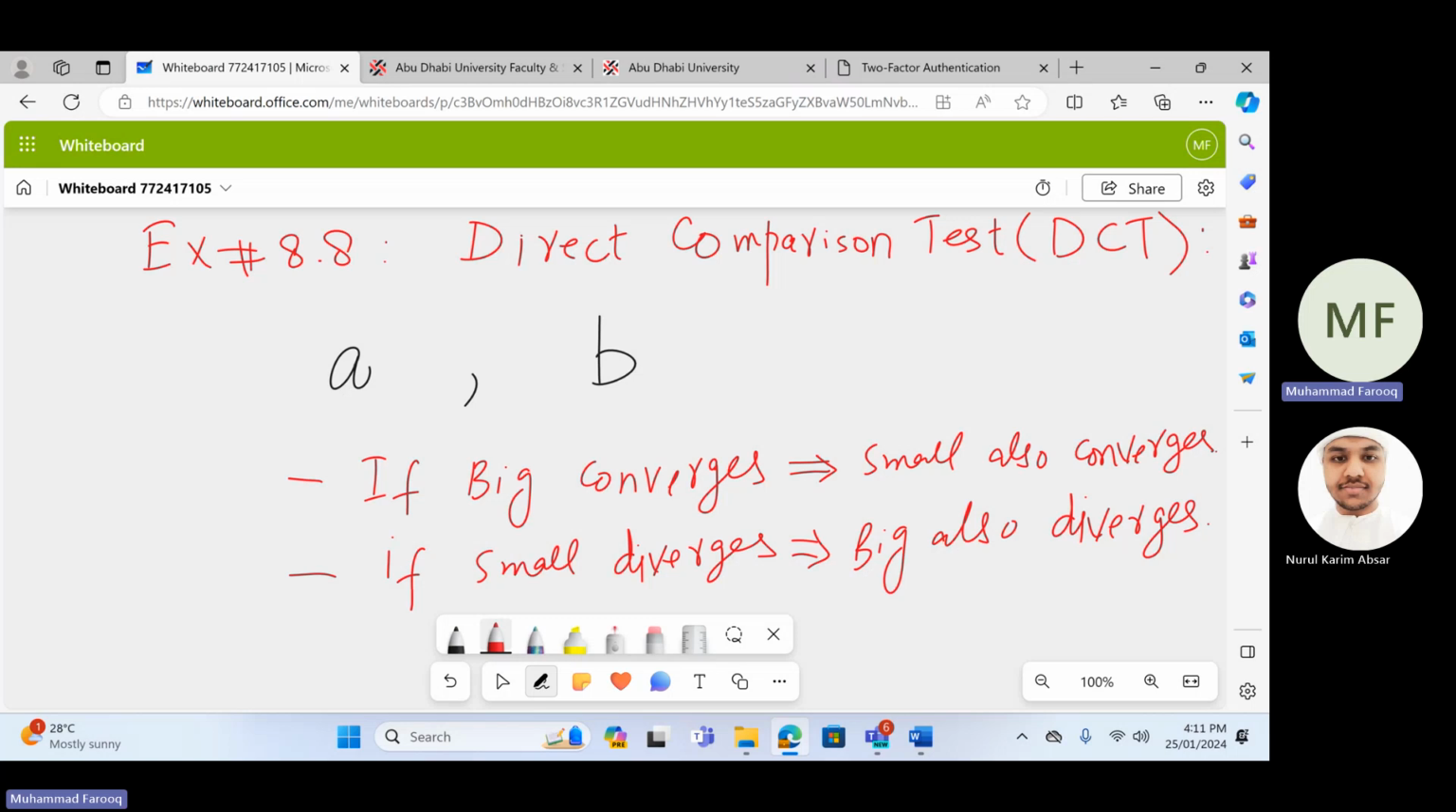Let's say small converges. Then what's the answer? Do you have any rule here for small converges? No. Or big diverges. Any rule here for big diverges? No. So these situations are not answered by DCT. So please, these are the DCT rules. Understand the rules? Yes. Okay, let's start the questions, please.